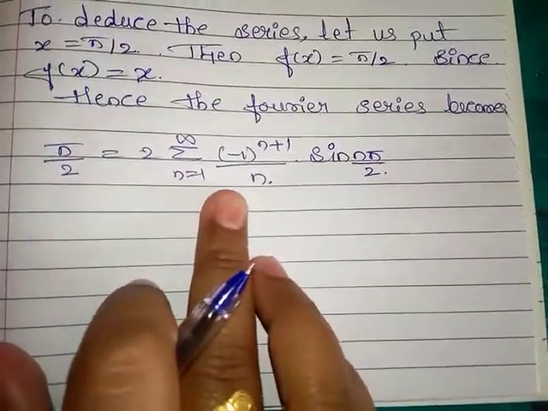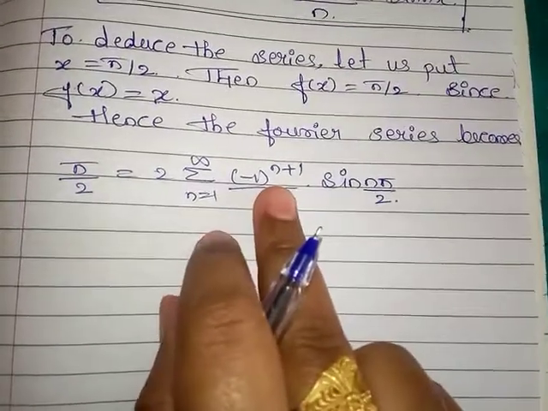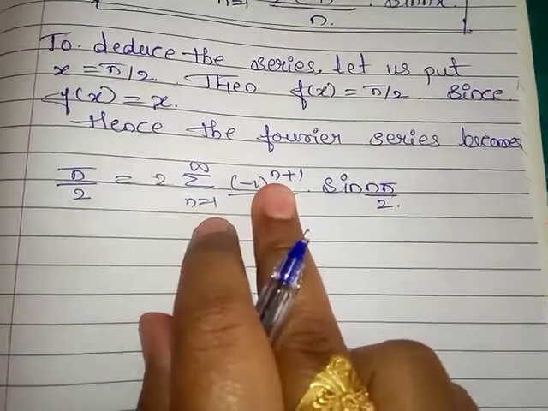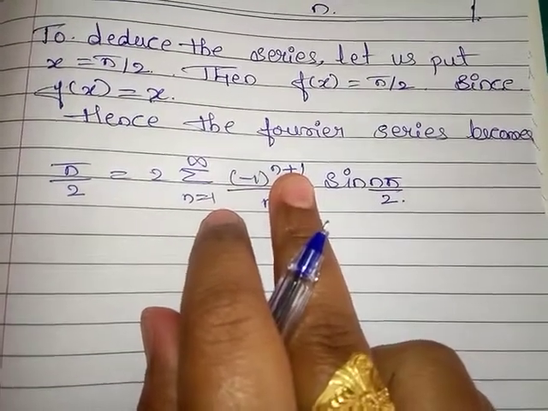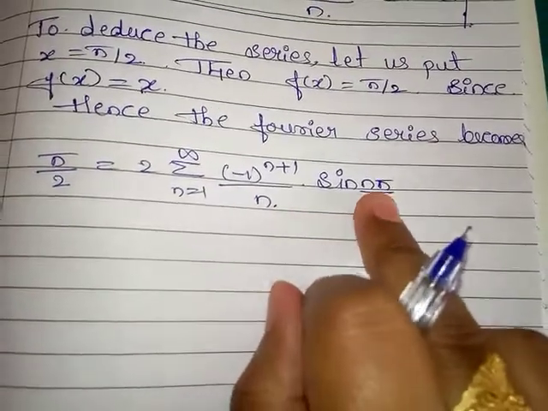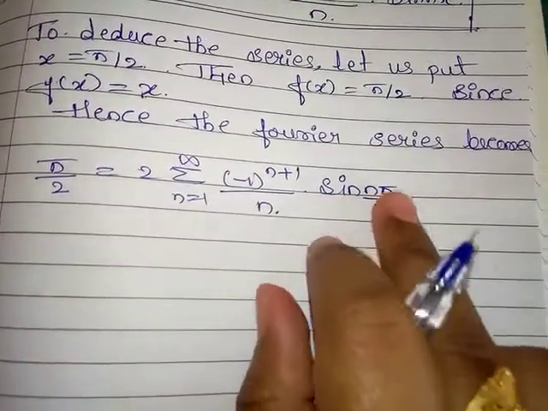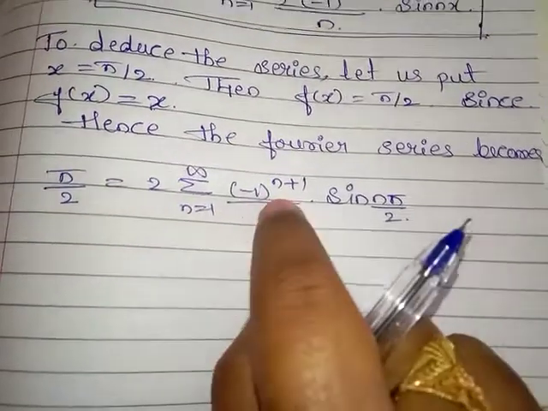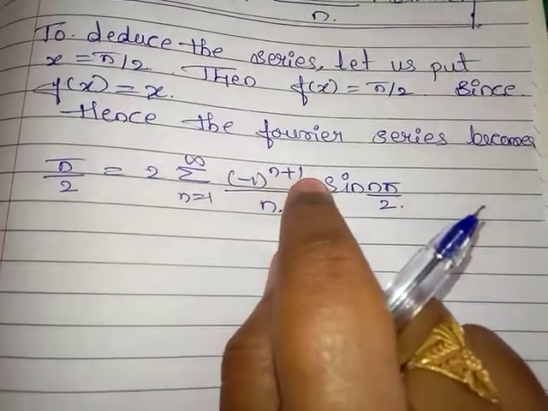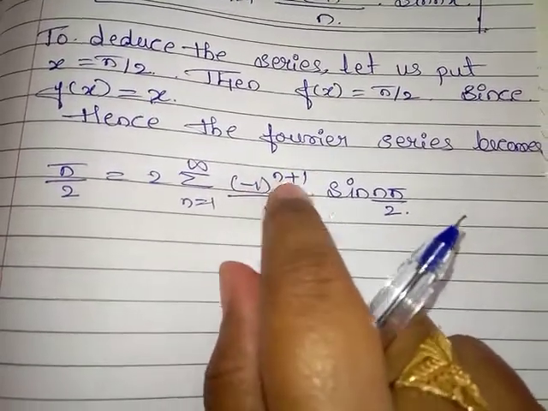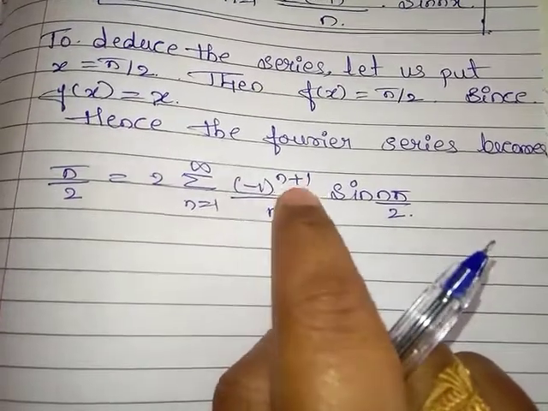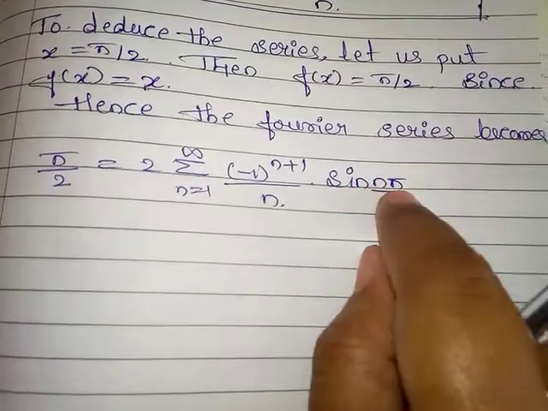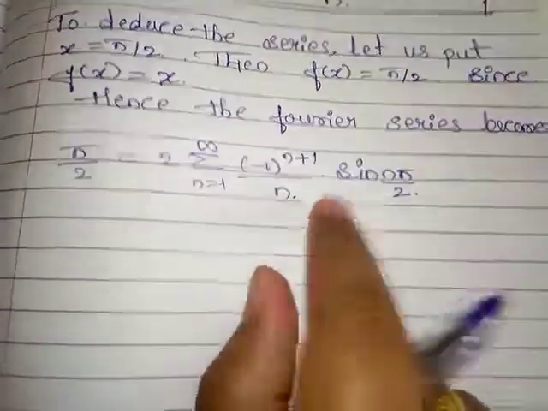After this we have to expand the series. Apply one by one the values of n. When we apply n is equal to 1, it will be minus 1 square, means it is plus 1 divided by n. Sin pi by 2 value is 1. Then apply n is equal to 2, it will be minus 1 raised to 2 plus 1, it means it is 3, minus 1 cube means minus 1 divided by 2. Then it is sin 2 pi by 2 means 2 gets cancelled, sin pi value is 0. Like that you have to expand this series.